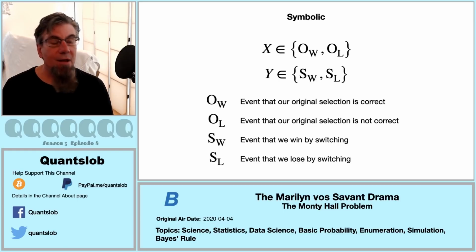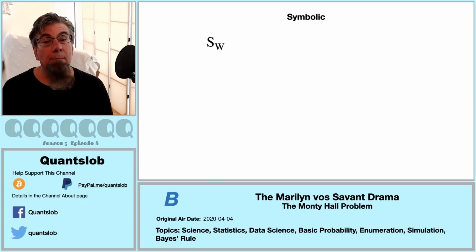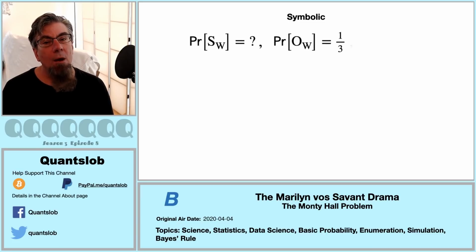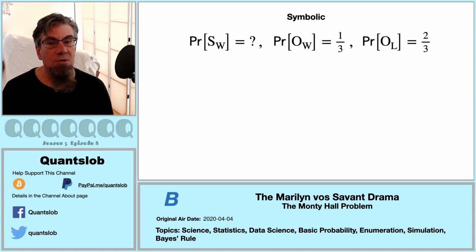Okay, so you can see we've got these 2 nice random variables here, x and y we're calling them. For both, the domain contains 2 elements. What we seek here, of course, is the probability that we will win by switching. Of course, we already know the answer to this, but let's pretend we do not. What do we know? Well, we know that the probability of our original selection being correct, that is wins, is 1/3. And equivalently, the probability our original selection is incorrect, does not win, is 2/3.